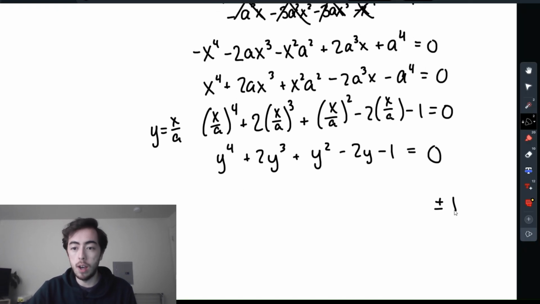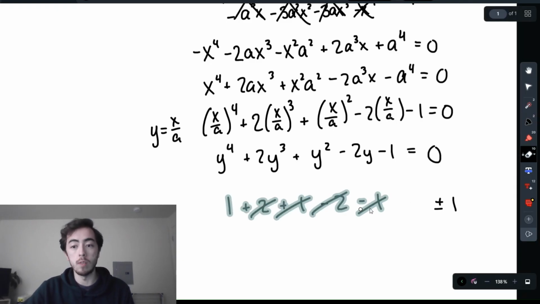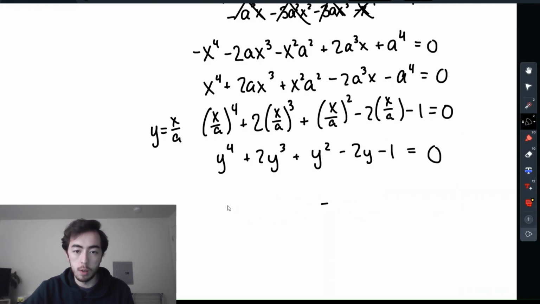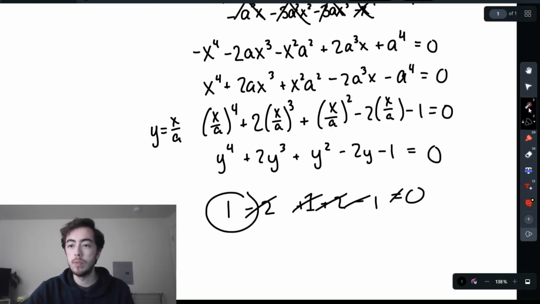If we plug in a positive 1, we get 1 plus 2 plus 1 minus 2 minus 1. That doesn't give us a 0, so that shows me that positive 1 is not a root. And then if we try the negative 1, we'll get 1 minus 2 plus 1 plus 2 and then minus 1. These would cancel, and I still get 1 equals 0, which just isn't true.